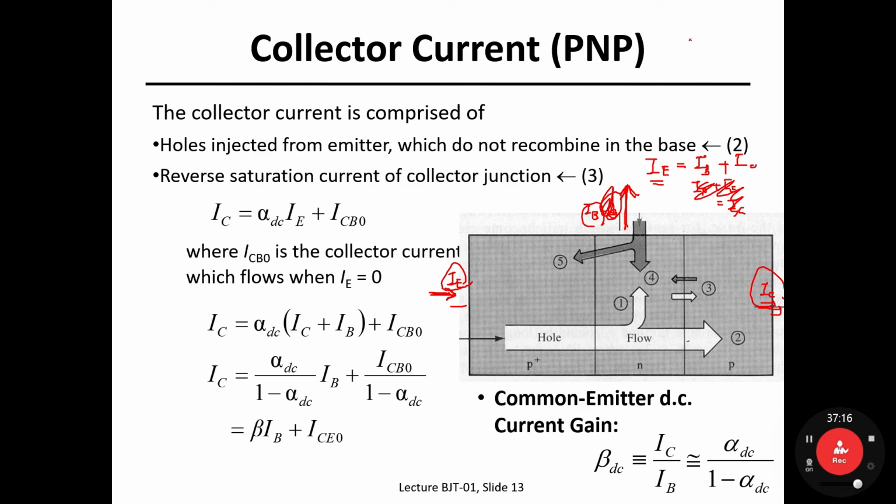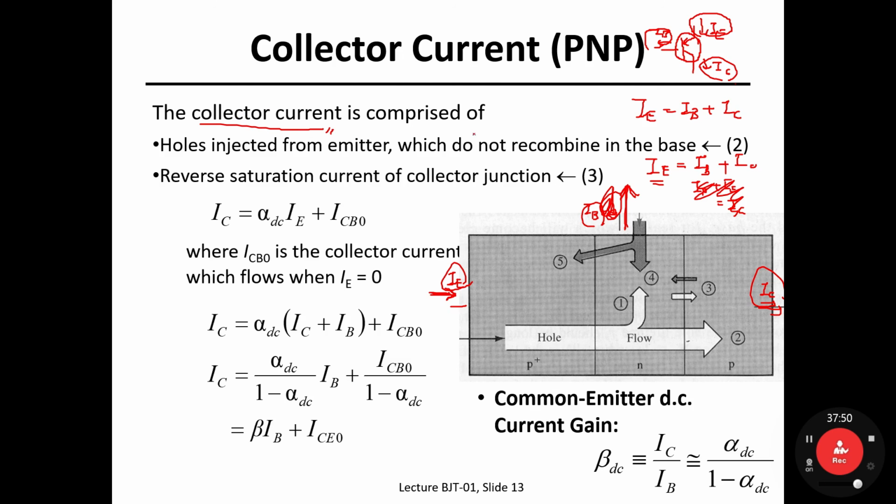If I draw the circuit symbol, this is IE, that is IB, that is IC. So in this BJT device, the input current is IE, and two output components can be found and drawn here, IB and IC. So IE should be equal to IB plus IC. Okay, so with that in mind, let's think about the collector current in more detail.